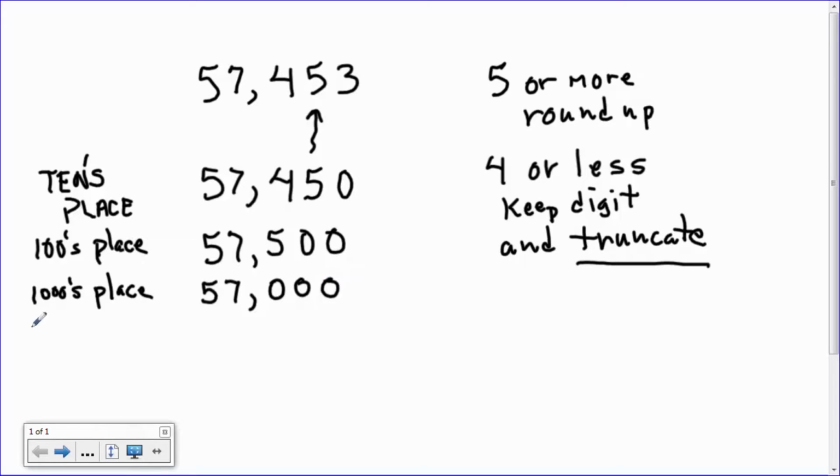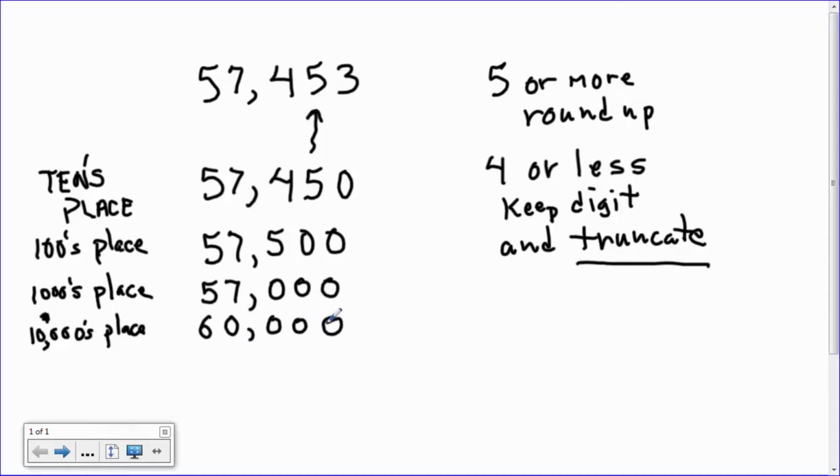And then if I round to the 10,000s place, again I look at the 5, which is in the 10,000s place. I look at the digit immediately to its right. The remaining digits 4, 5, 3 have nothing to do with the rounding process. But I look at the digit to the right. It's 7, which is 5 or more, so I'm going to round up. So the 5 becomes 6, and the rest of the digits become 0.